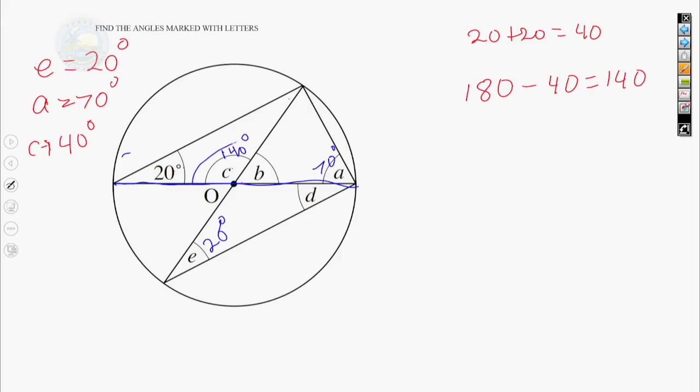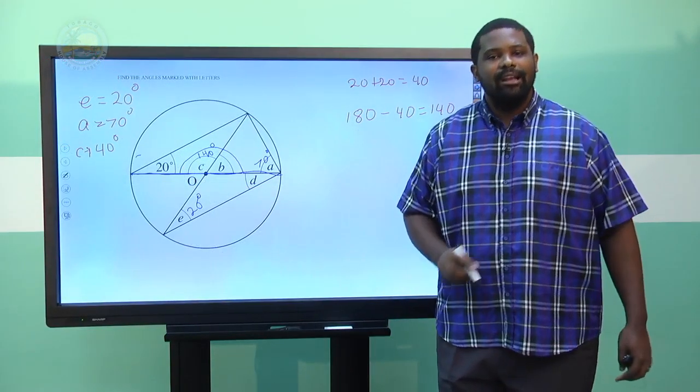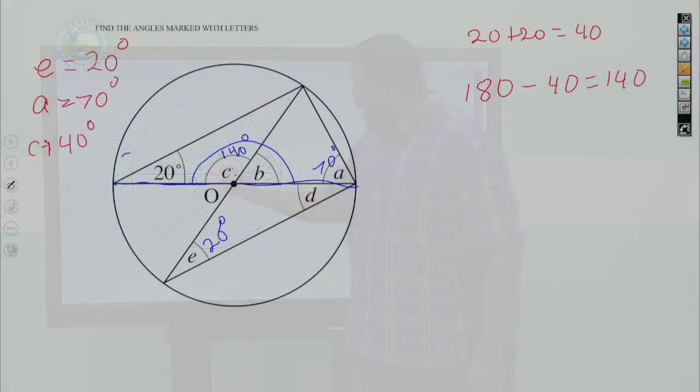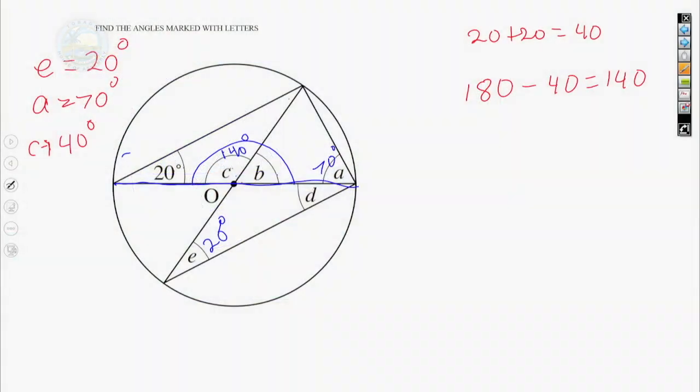And what is the angle on a straight line? The angle on a straight line is 180 degrees. So what that means is that C and B will be supplementary angles, where their sum is 180 degrees. So if this entire thing is 180 degrees, and here is 140 degrees, then how much should B be? B should be 180 take away 140, B should be equal to 40 degrees.